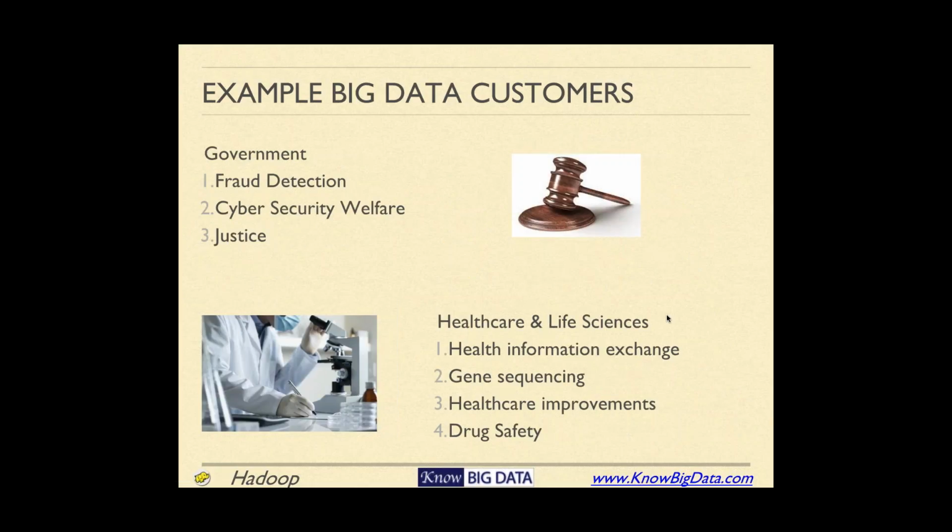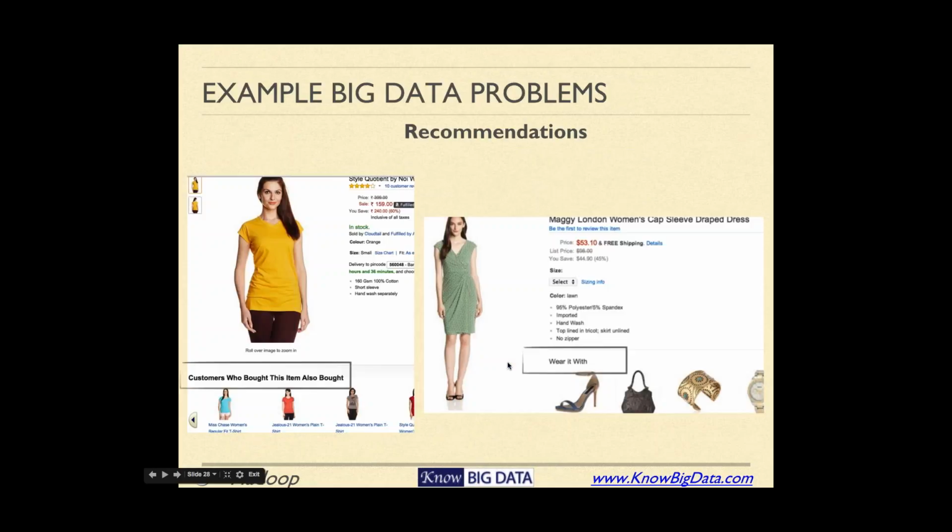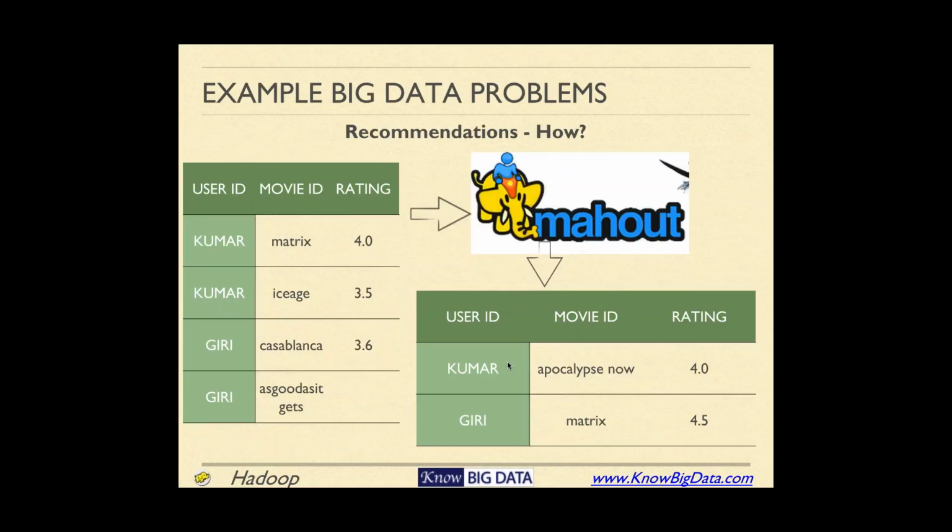All right. And then you have government where you do the fraud detection, cyber security, welfare, and justice. In healthcare and life sciences, you use the big data tools for health information exchange, gene sequencing, healthcare improvement, and drug safety. Drug safety is again a kind of A/B testing kind of environment.